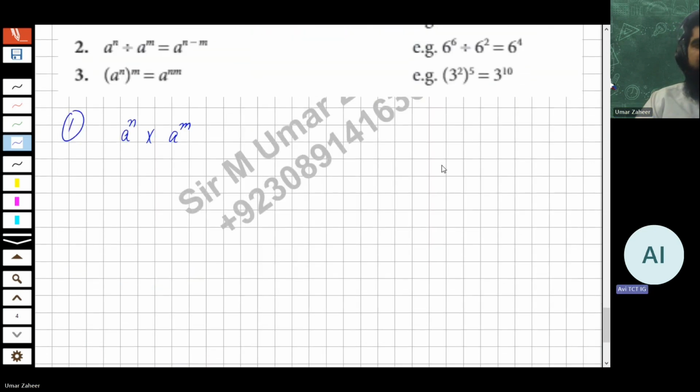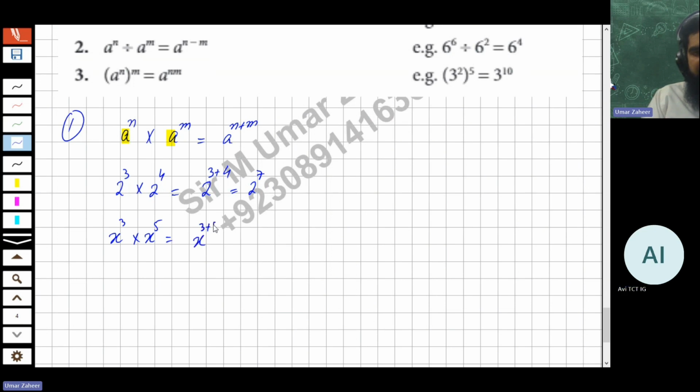So if the two numbers are multiplying and their bases are the same, you just have to add the powers. For example, you have 2 raised to power 3 multiplied by 2 raised to power 4. Look here, the bases are the same and they're multiplying. You just have to add the powers, 3 plus 4. That will be 2 raised to power 7. In the same way, you have x raised to power 3 multiplied by x raised to power 5. The bases are the same. You just have to add the powers, 3 plus 5. That will be x raised to power 8. Clear?